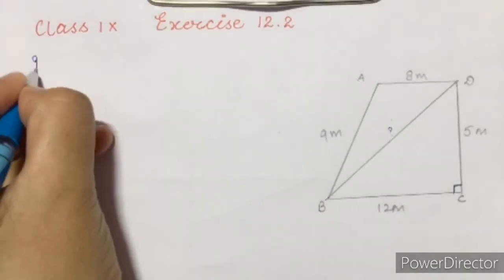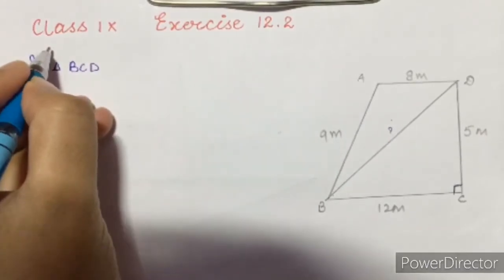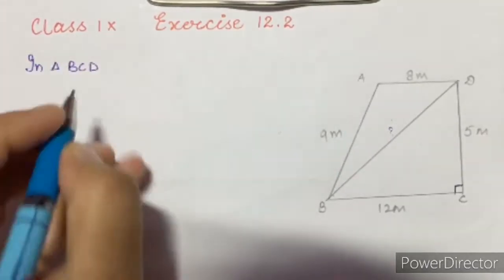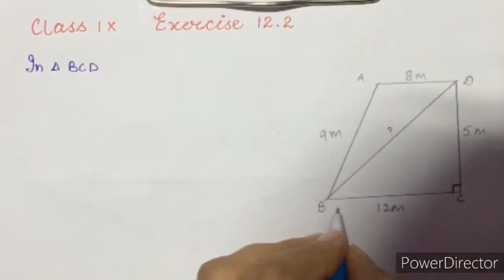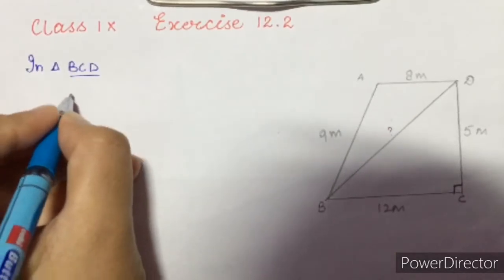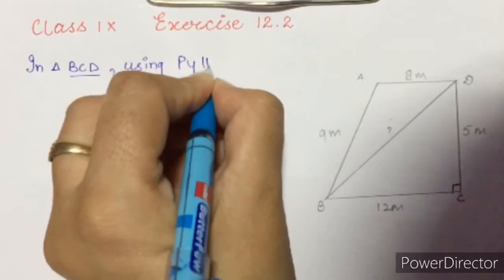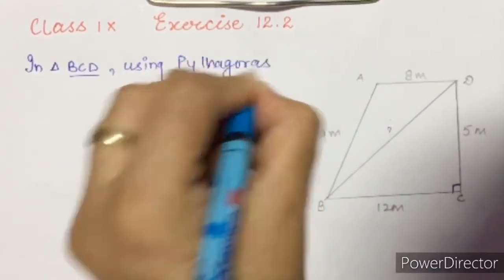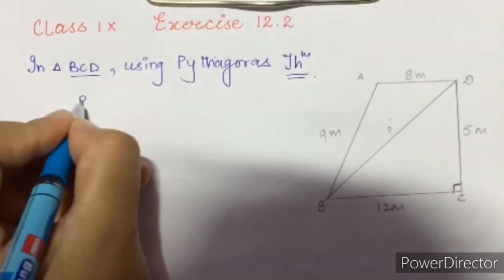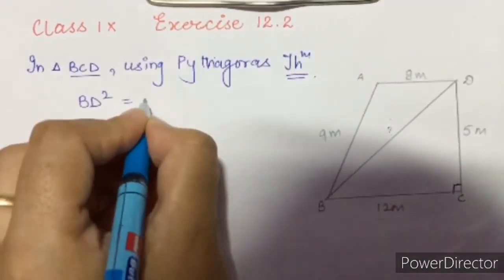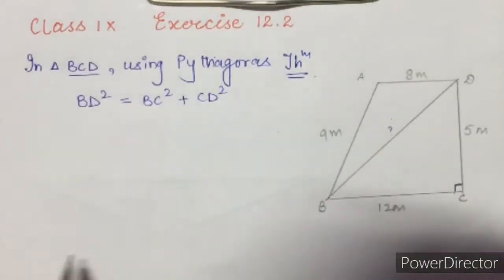So in triangle BCD, you will mention here we have joined a line BD, we have drawn a diagonal BD. By drawing this diagonal we got this triangle BCD. Now in triangle BCD, using the Pythagoras theorem, BD square, that means hypotenuse square, is equal to base square plus perpendicular square. This is what we have studied in our previous class.